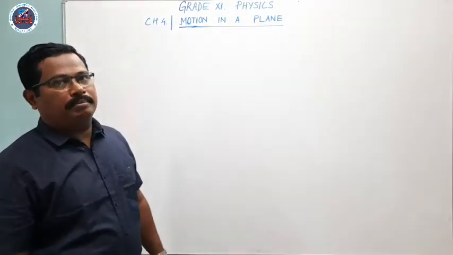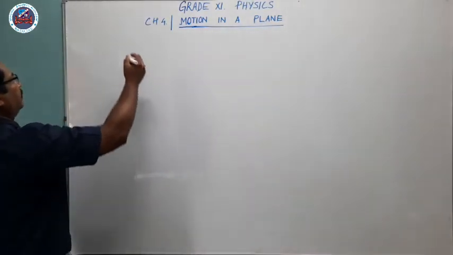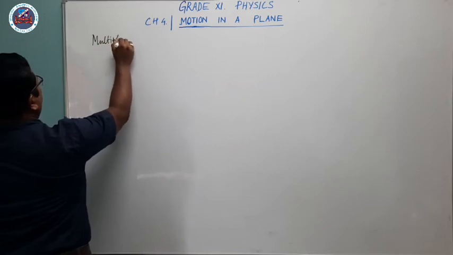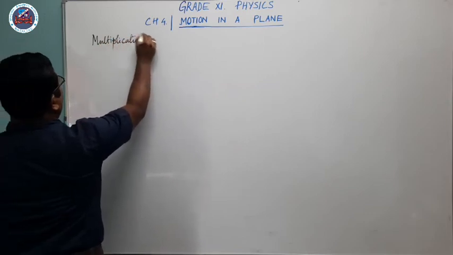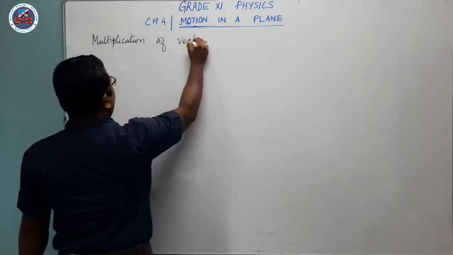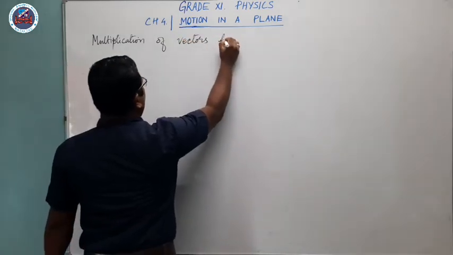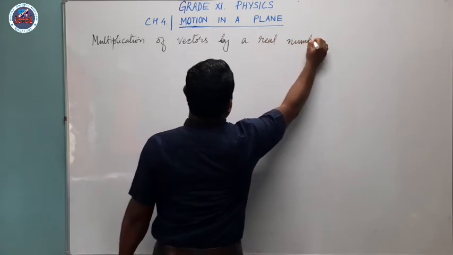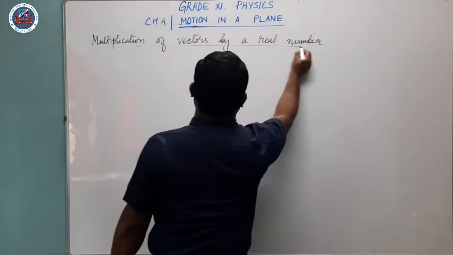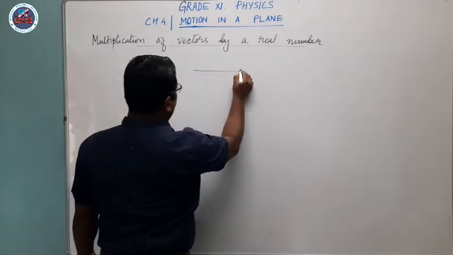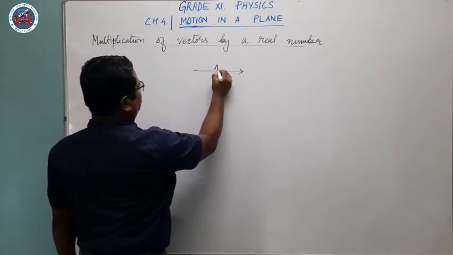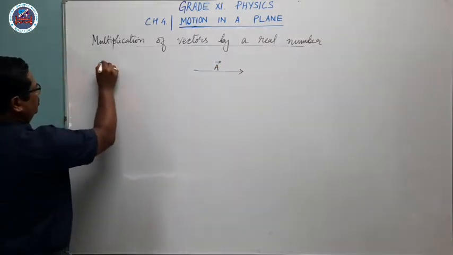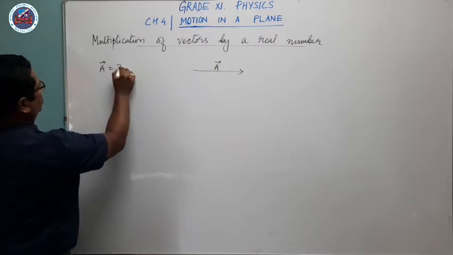Now let us see multiplication of vectors by a real number. Suppose you have a vector A with you. This is the length of the vector. This is representing vector A. So vector A is, suppose, say 3 units.